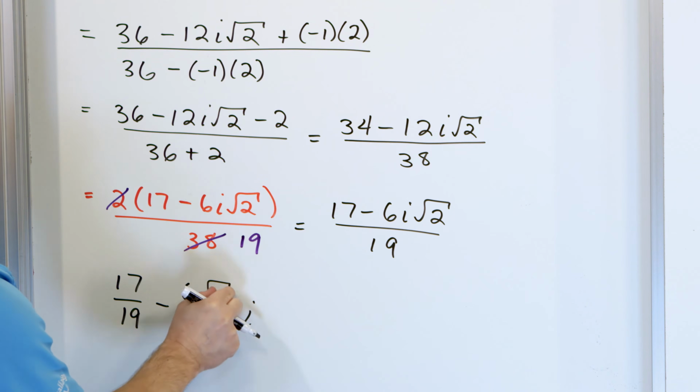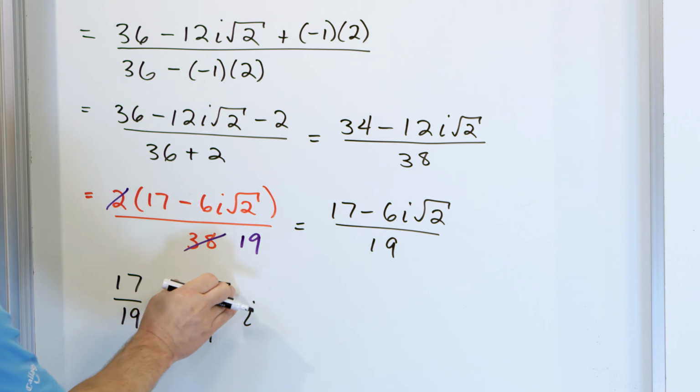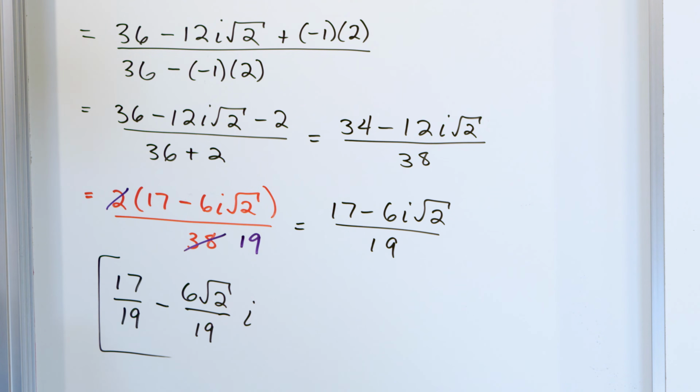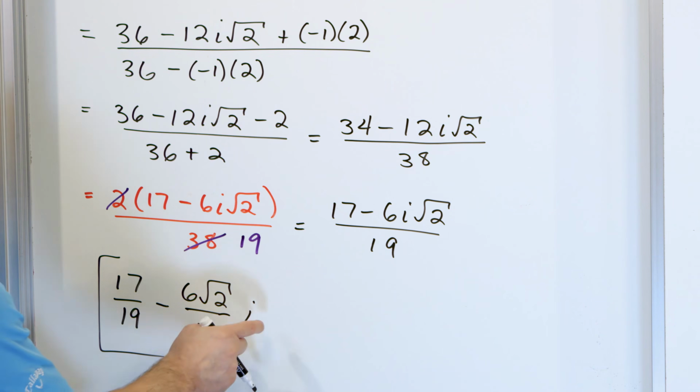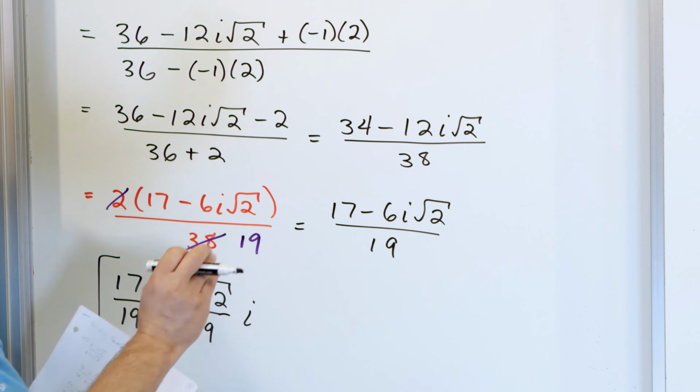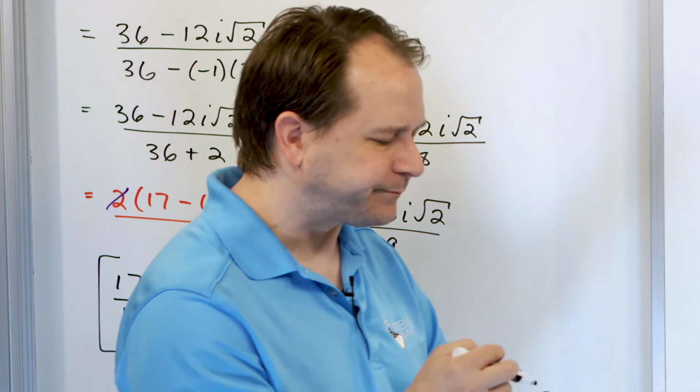So you can say that I can float up here if you want, but really we want to write it as a real part plus an imaginary part. So we have 17 over 19 minus 6 times the square root of 2 over 19 times I. This is what you would write, and this is how you would plot it: real part, imaginary part, if you wanted to plot that on the complex plane.